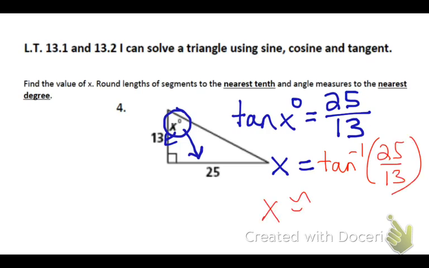And so x is approximately, let me type that in, inverse tangent, alpha y equals, 25 divided by 13. That is 62.5 degrees.